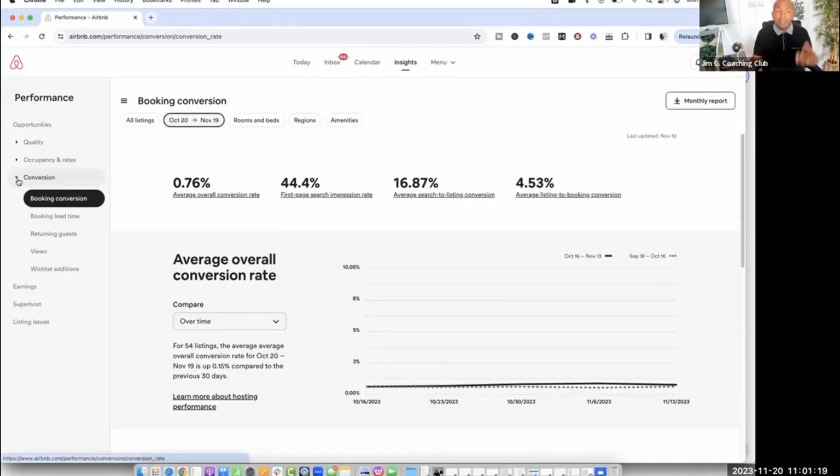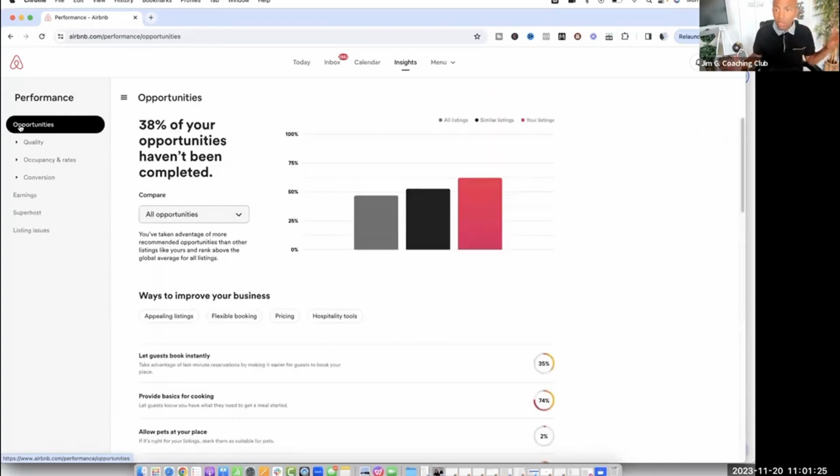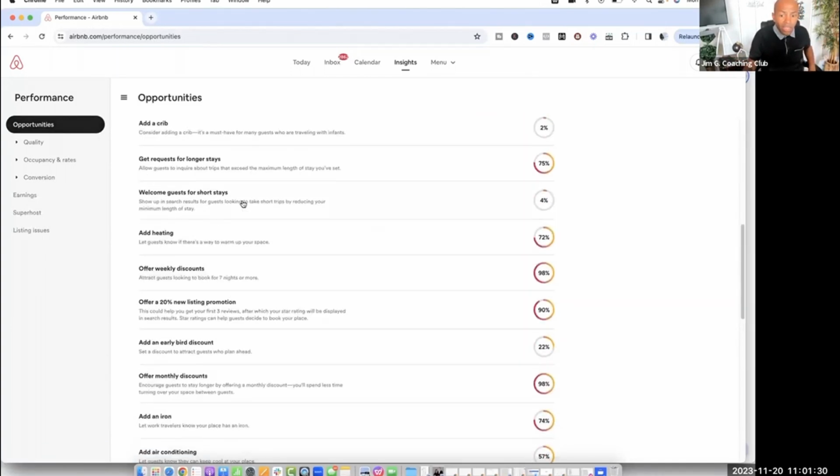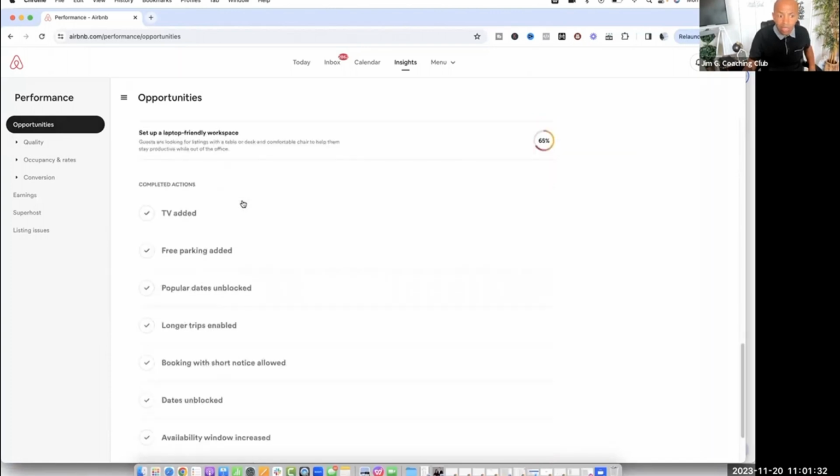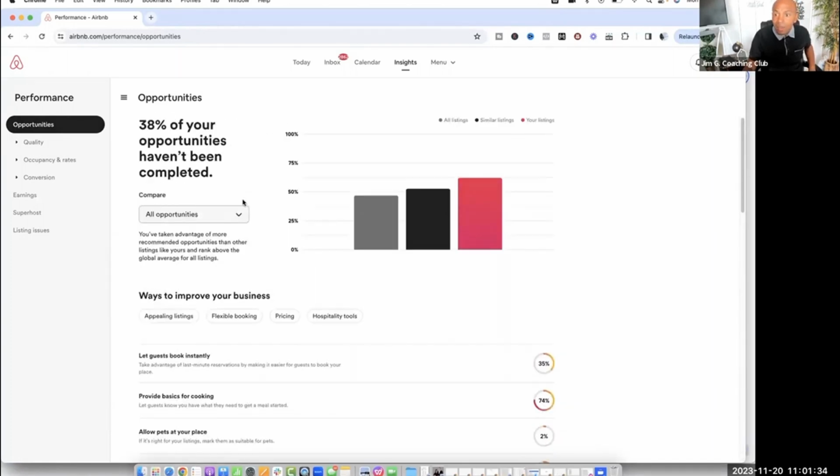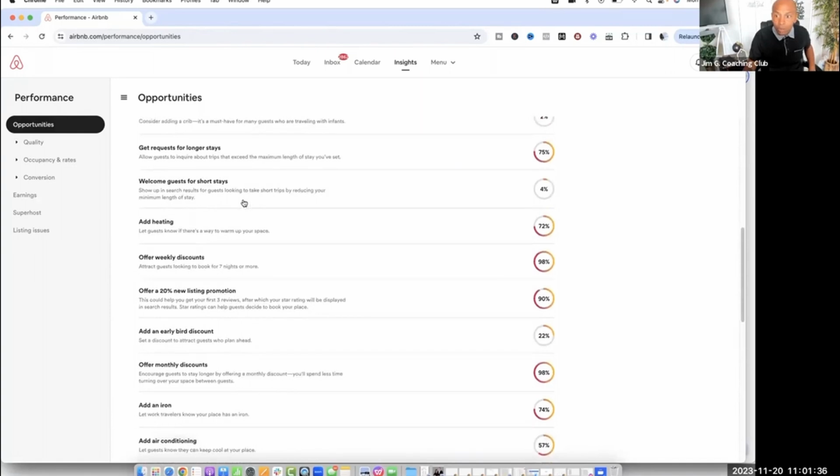So here inside of Insights, the first thing you want to do is go to opportunities. You click on opportunities, and you're going to see all these different things inside of opportunities. These are the things that Airbnb wants you to do. They want you to have as many of these things as possible checked off inside of your listing. Why? Because these are the things that the guests are looking for. These are the things that make the guests happy.